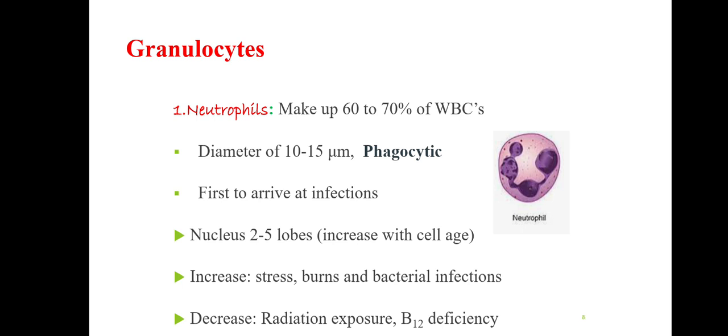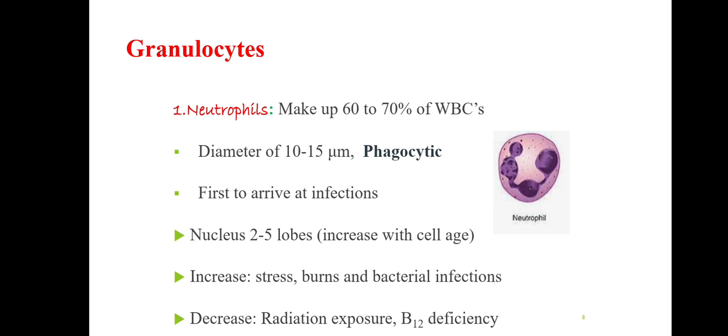When you look at the nucleus, the neutrophils usually have about 2 to 5 lobes. As you can see here, when you count them, 1, 2, 3, 4. This is the nucleus of the neutrophil. So they have about 2 to 5 lobes, and the number increases depending on the age of the cell.